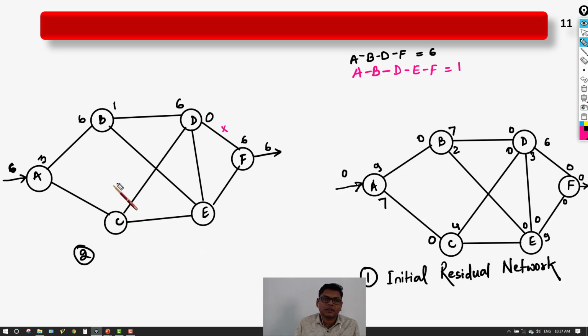So just write down all the figures, then we will draw another diagram. This is 7, this is 0, this is 4, this is 0, this is 2, and this is 0, this is 0, and this is 3, this is 9 and 0. Clear? All done. Now we will delete this one.